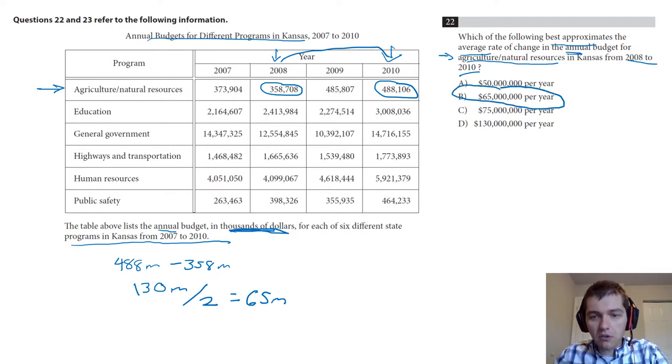Keep in mind they have 130 here to try to trip you up. Remember to divide by 2 because you're going over 2 years. The answer is B.